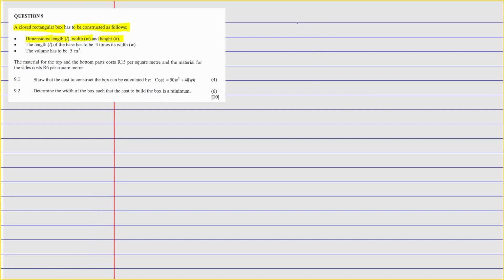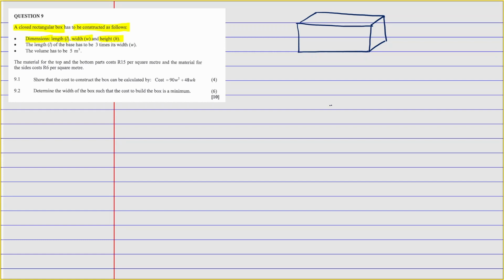So we know that a rectangular box is going to look like this. This is how a box looks. Do you agree with me? This is how the box looks. Are you okay with that? Yes. So now they tell us the following.